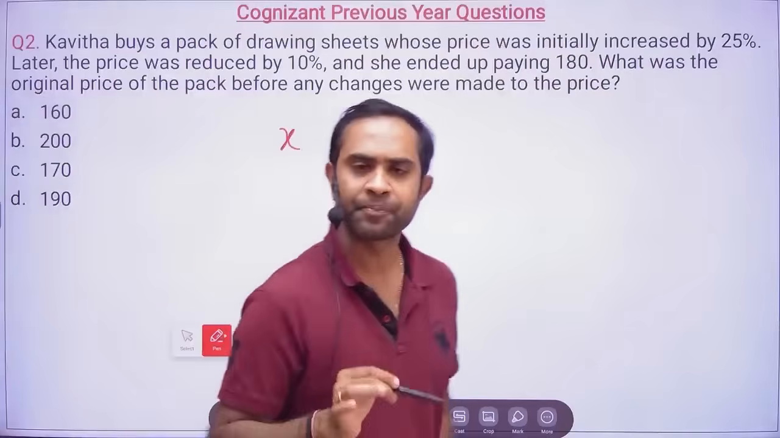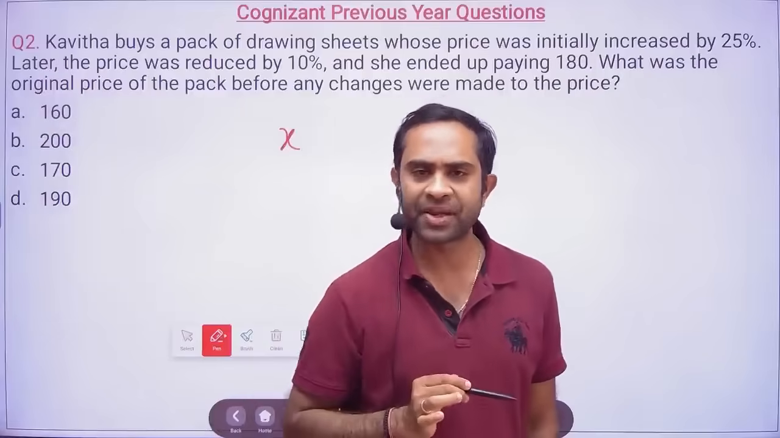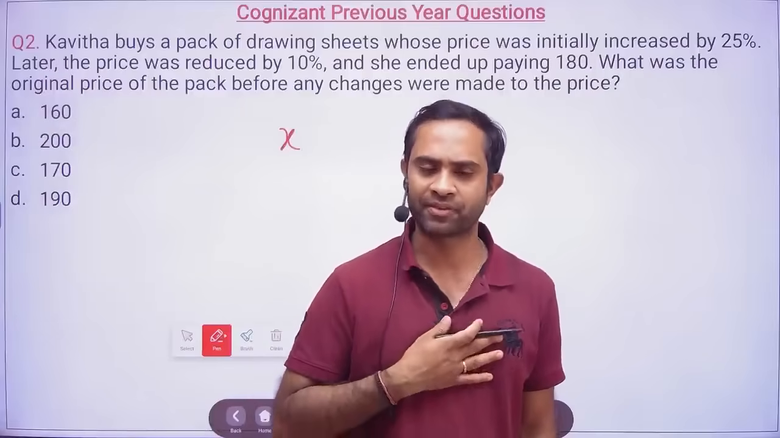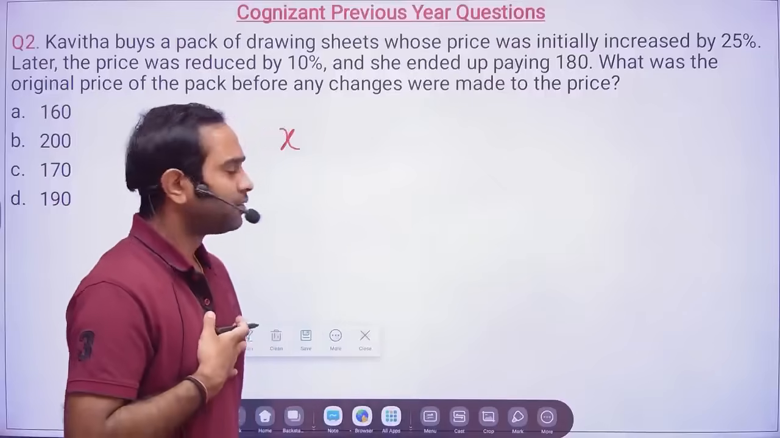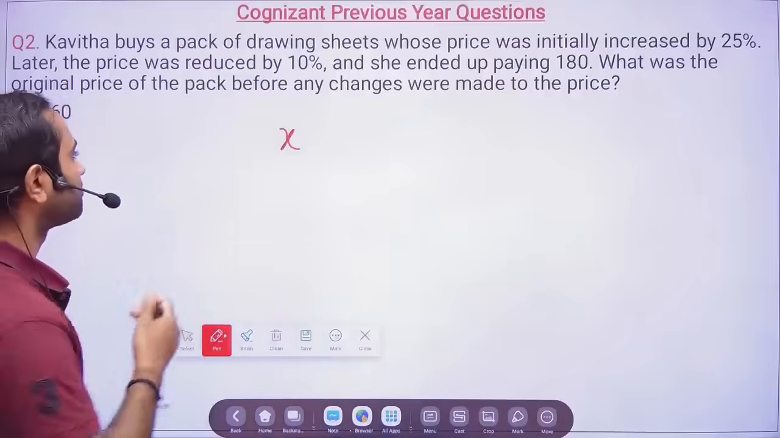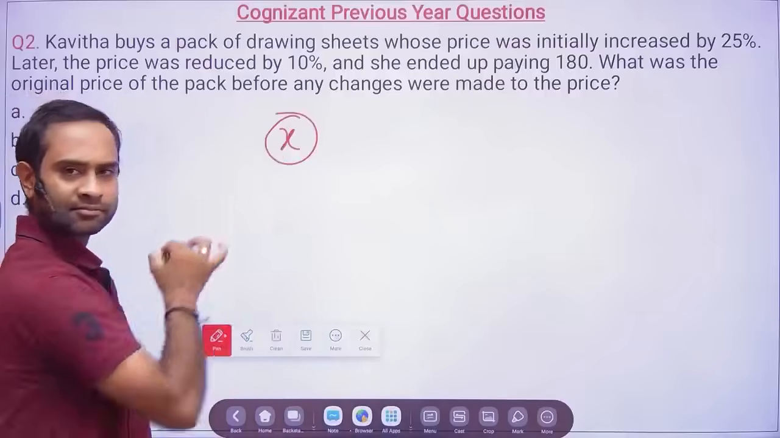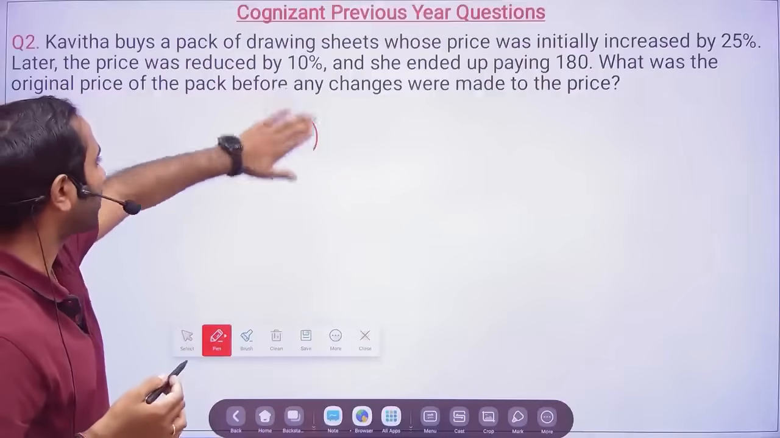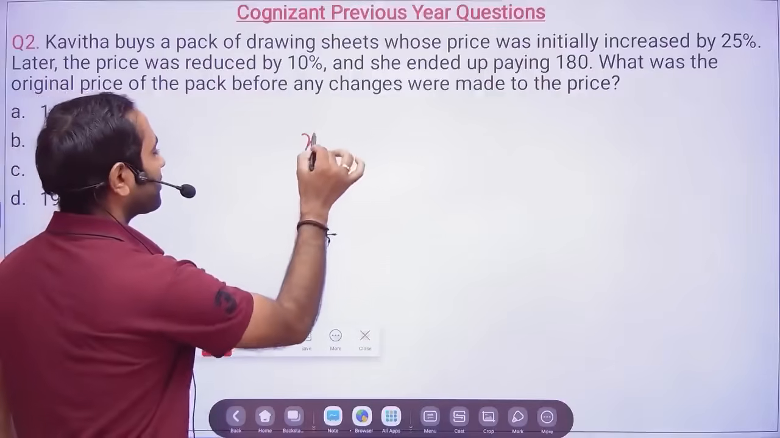Bhaiya, Kavita, how much did she pay? X rupees. Kavita, I have a different feeling for Kavita. Okay. Because she was my, okay. So here X, okay.